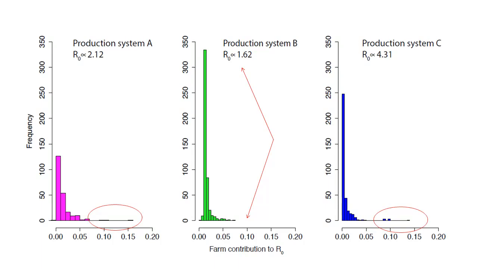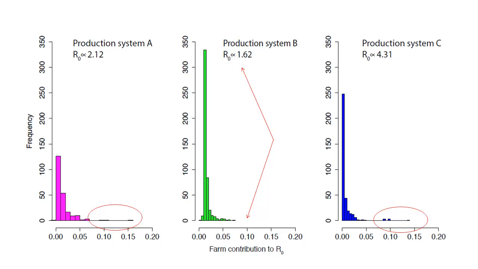So we can calculate the overall R naught for each of our systems, so the overall vulnerability of our systems just based on the patterns of contact. And that's what these numbers across the top here show. This is the R naught that we'd expect just based on the contact patterns. We see that the production systems are not all the same. Production system C is doing something differently than the other ones that's making the network more vulnerable to spread.